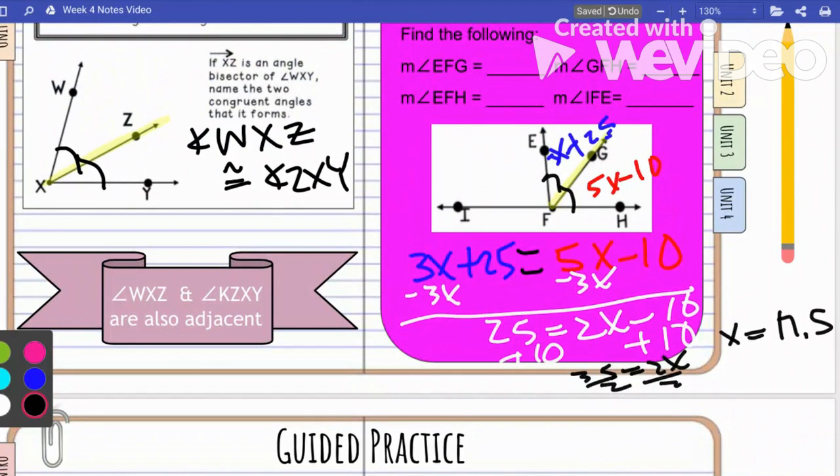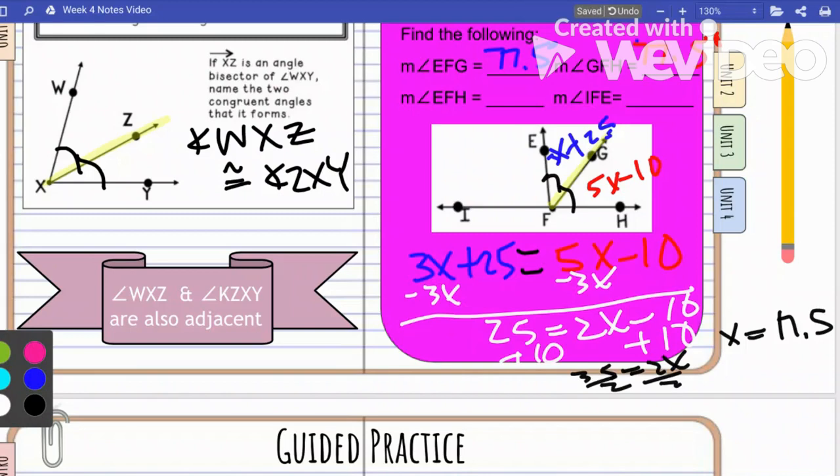We want to plug those numbers back in. So 3 times 17.5 plus 25 is 77.5 degrees. So angle EFG is 77.5 degrees. Angle GFH is 5 times 17.5 minus 10. And we got 77.5 again, which is what we needed because we know we had a bisector, and bisectors mean the two pieces have to be the same size.